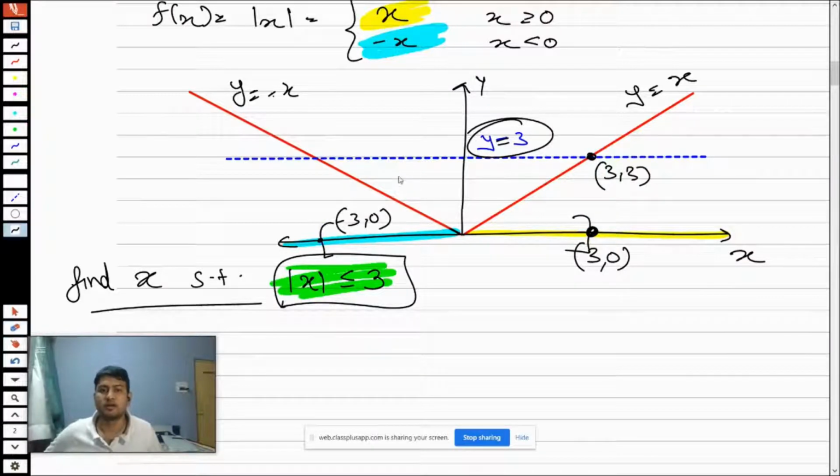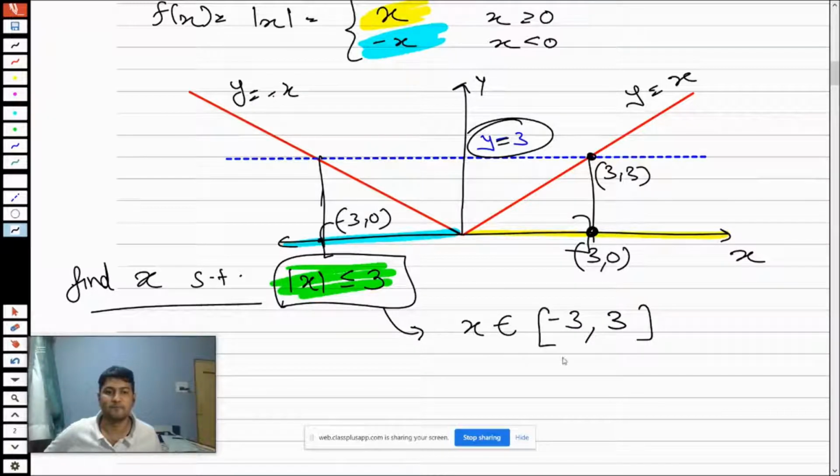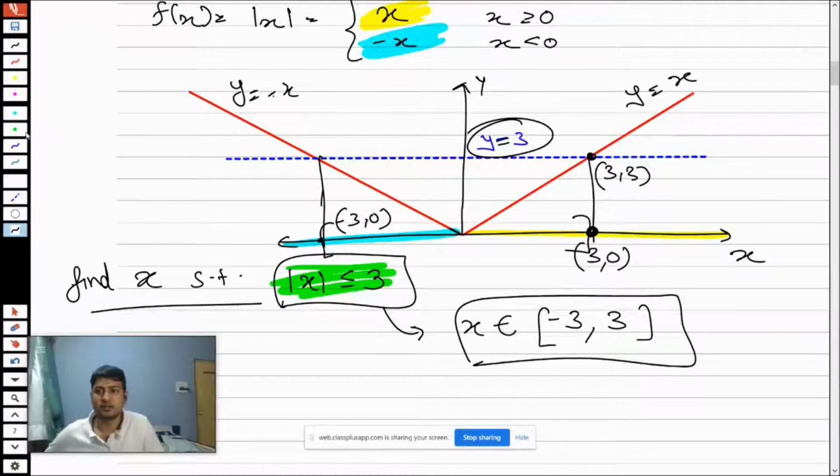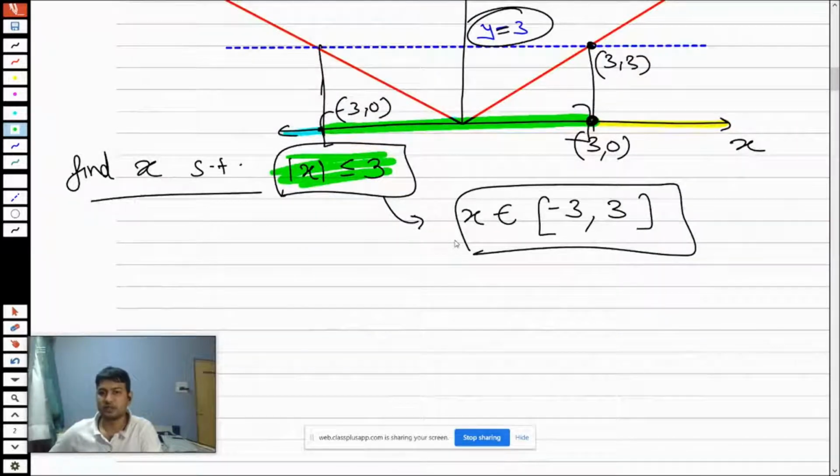Okay, I'll make it less cluttered. So this is the region that I'm interested in. So |x| less than or equal to 3 implies x belongs to the set [-3, 3]. All right, so for x in this region, which corresponds to this region on the x-axis, your functional value, that is |x|, will be less than or equal to 3.